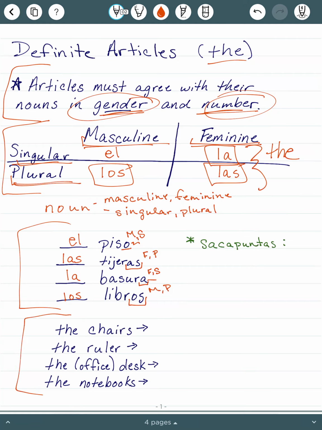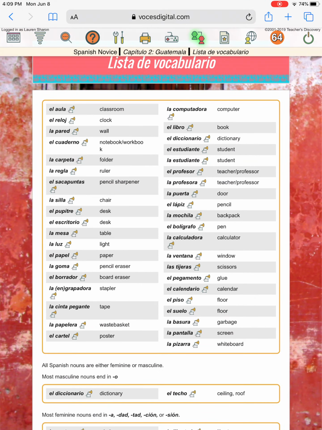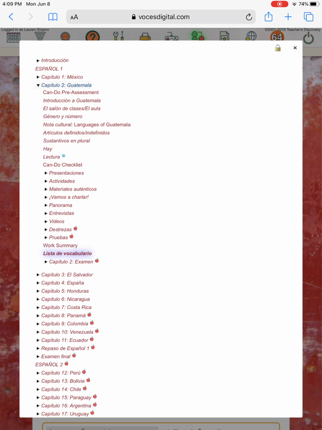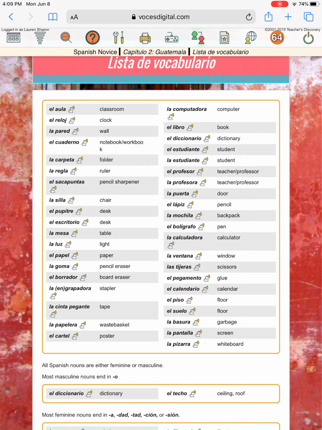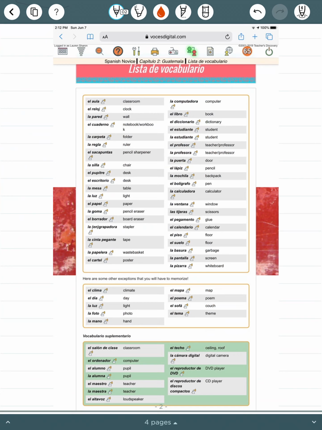Now let's look at our English words here. So again, you need to start with knowing your vocabulary. So when you go into Voces, open up that table of contents, make sure you are in Chapter 2, click on Lista de Vocabulario, and that will take you here. So you'll notice when you look at that vocabulary list, it actually has the el or la in front of it. In front of scissors, it actually has las there. So it's really already done for you. And that's important because that clues you in to whether this is masculine or feminine.